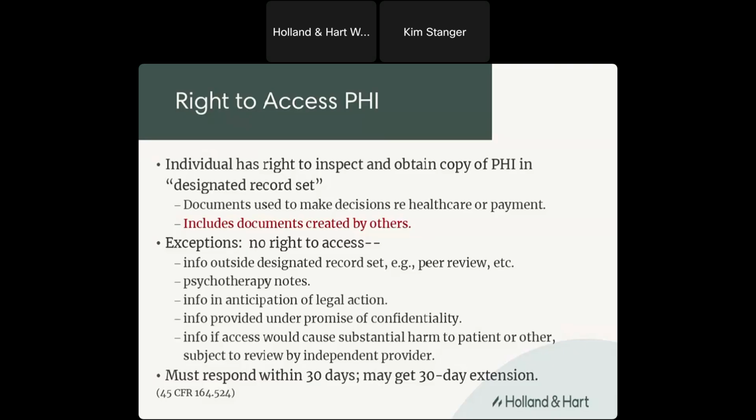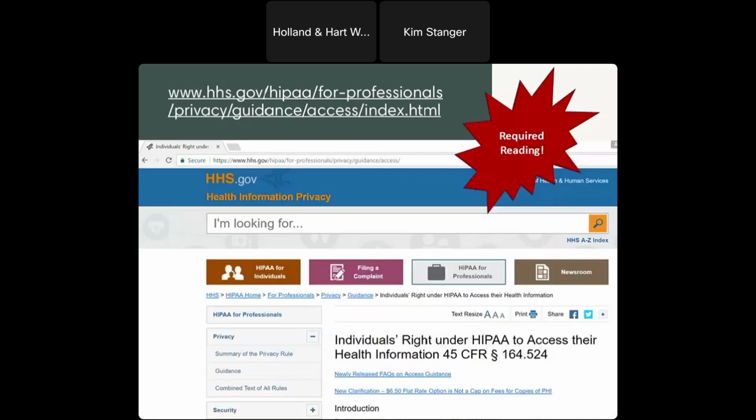If the information is prepared in anticipation of litigation, if the information was provided under a promise of confidentiality, or if you determine that access would result in substantial harm to the patient or some other person, then you can decline to provide the patient with access to that. But in that last situation, you've got to give the patient a right to have that decision reviewed by an independent third party. If you get that request to access, you've got to respond and provide that information requested within a 30-day period. You may get one 30-day extension if you need it.